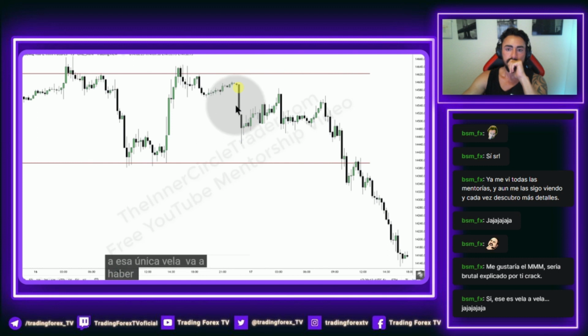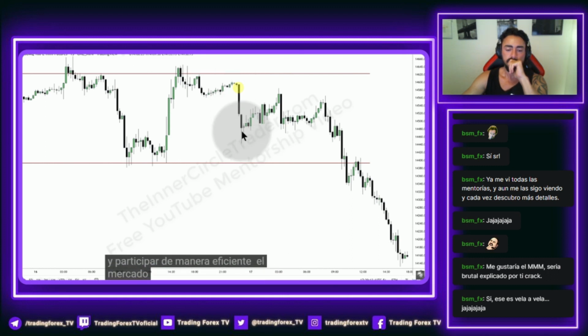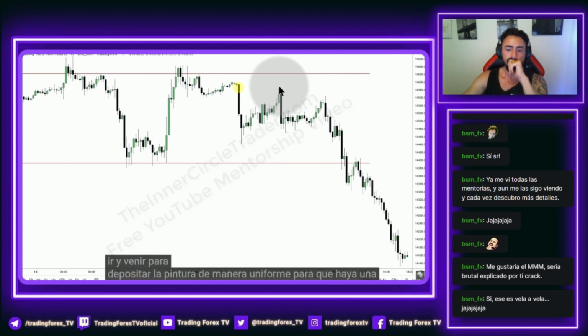candle, there's going to be little porous places in price between the high and the low where the market wasn't efficiently offered for buyers. There wasn't much time and back and forth pricing to give buyers an opportunity to get in there and participate. So an efficient market will see the market go back up and reprice that. So it's down and then right back up, like paint being applied to a wall with a roller. You want to make sure you go back and forth to deposit the paint evenly. So there's an even distribution.